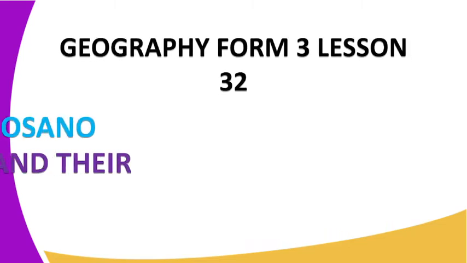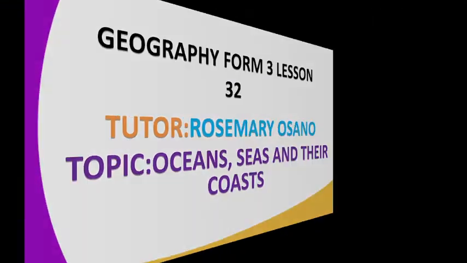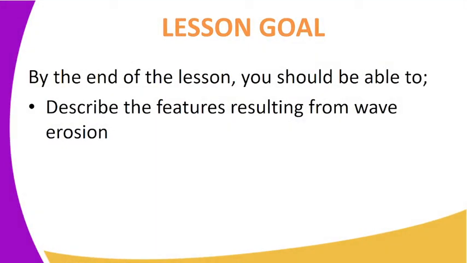I am Madam Rosemary Osano, taking you through Geography Form 3, Lesson 32. Our topic of discussion is oceans, seas and their coasts. Let's look at the lesson objectives. By the end of the lesson, you should be able to describe the features resulting from wave erosion.